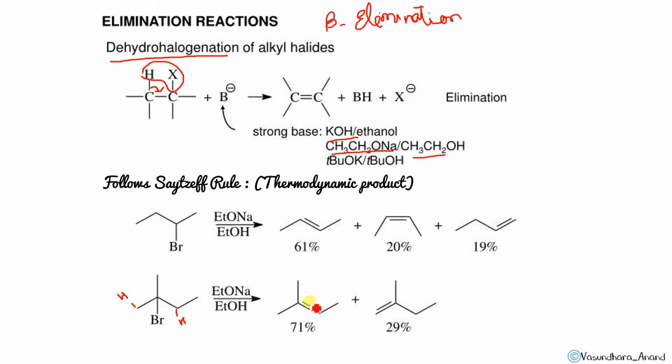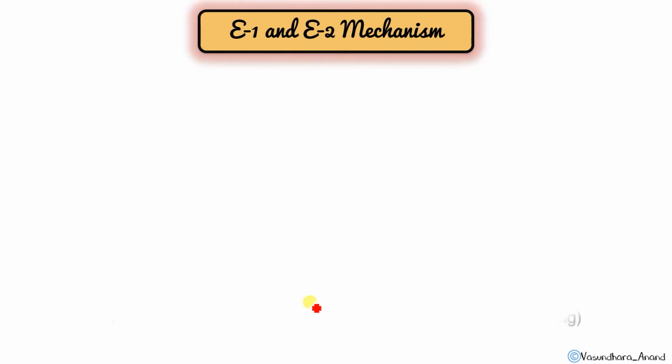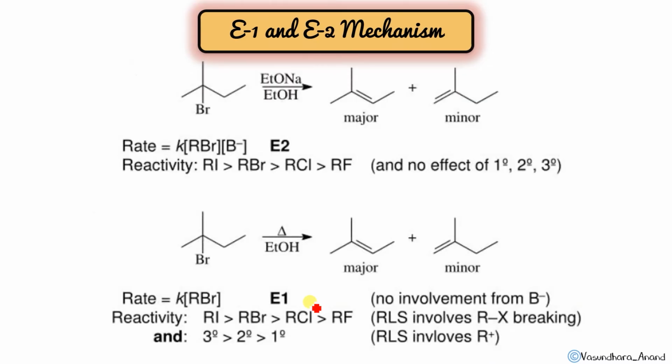Let me explain with the mechanism. This is the point I'm going to tell you: how to recognize E2 and E1, there are 2-3 factors you have to learn.